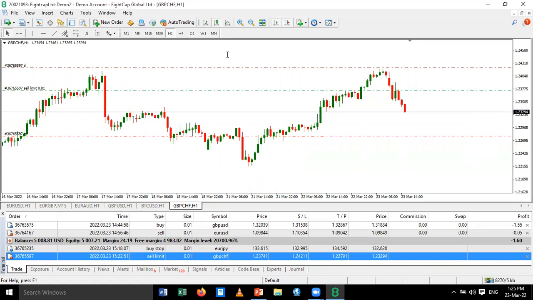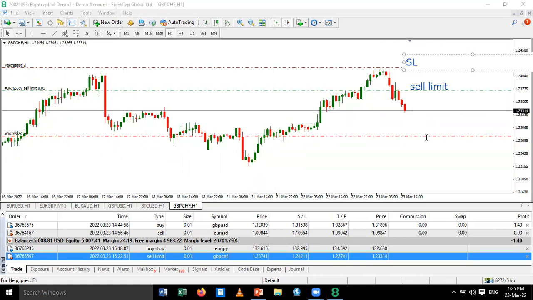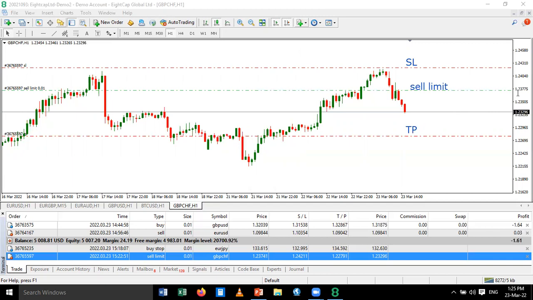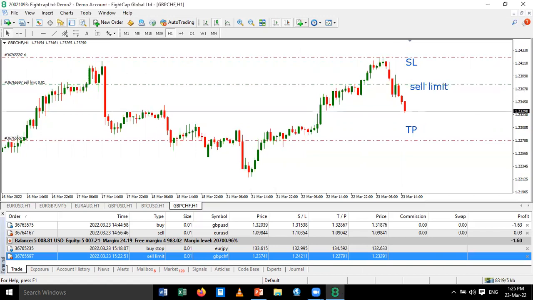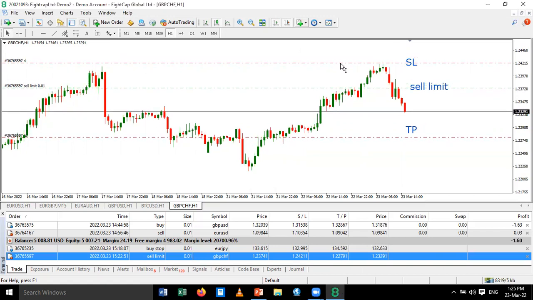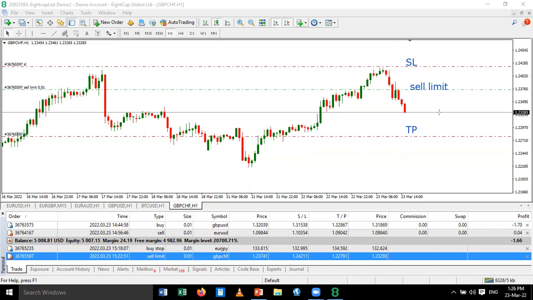So I've done a sell limit order, a pending sell order at this price. My stop loss is right above here. My take profit is right below here. So look at this, the market current price is somewhere around here. So for this trade to be executed, price has to come back up to here and pick this order.